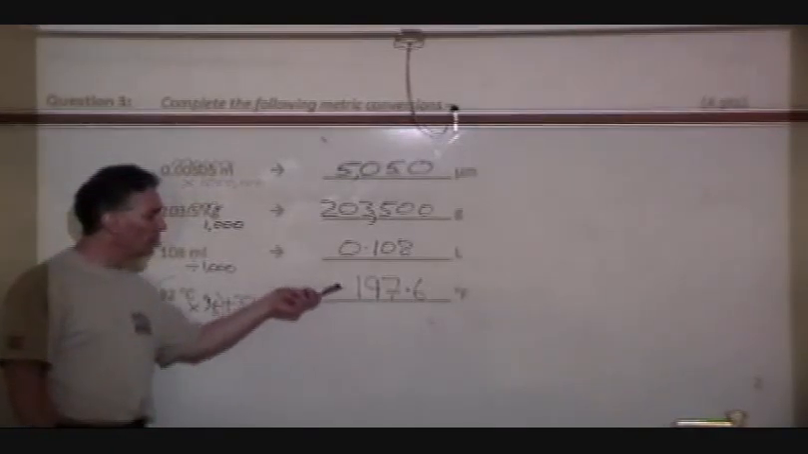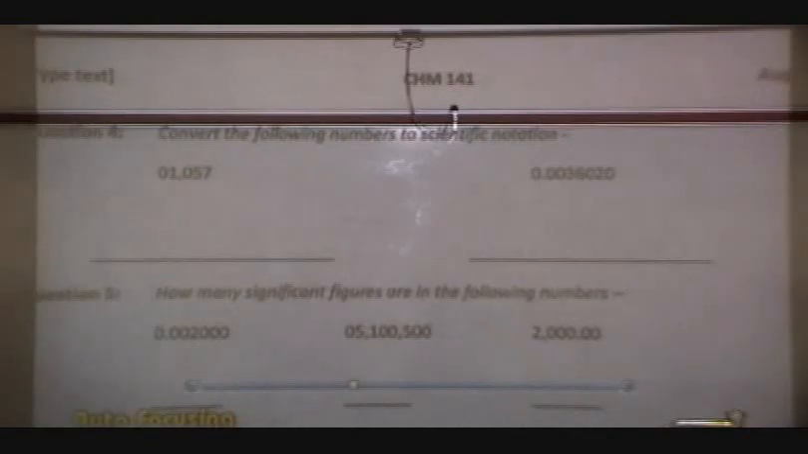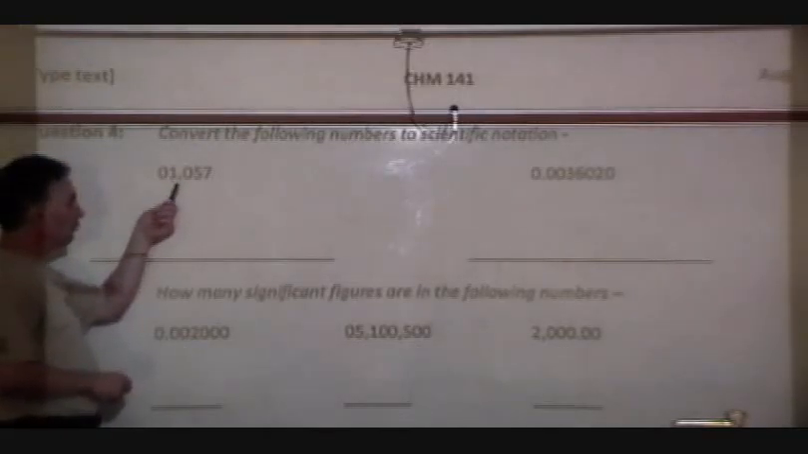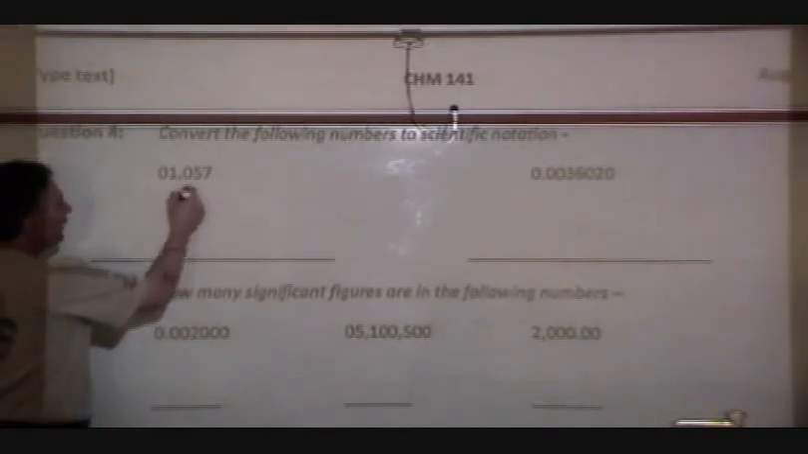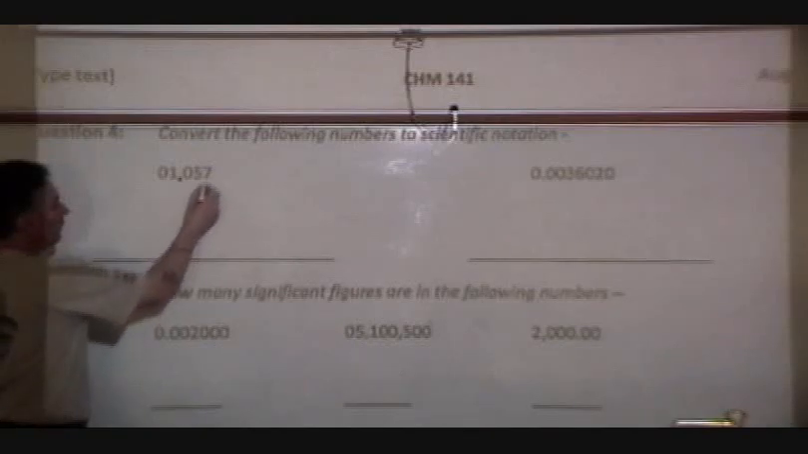Yes. 197.6 degrees Fahrenheit. Most people got those two, the first two seem to be tricky. So first one on scientific notation. Turn this number into a scientific notation number. So we want the decimal place to make this a number between 1 and 10. So the decimal place has got to move to there. So it's moved once, twice, three times.